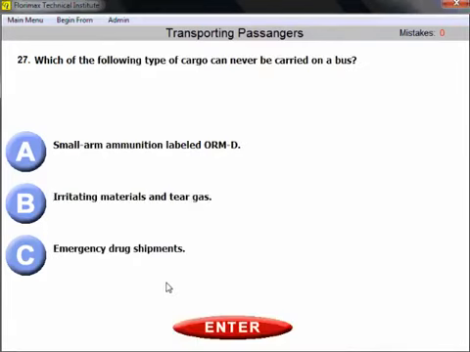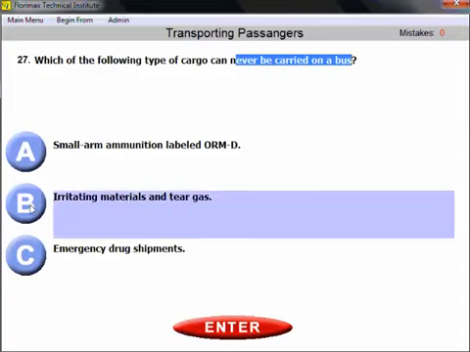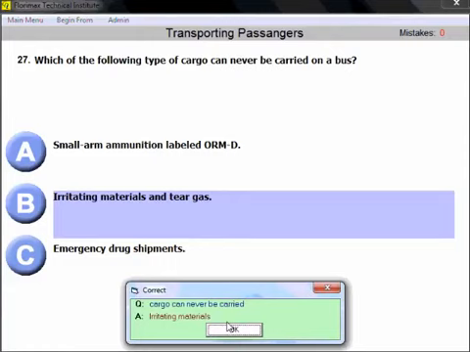Question 27. Which of the following type of cargo can never be carried on a bus? That's common sense. Definitely you carry passengers, people, human beings, so irritating materials and tear gas are not allowed, prohibited to transport, to carry on a bus. Never. No irritating materials, no tear gas.